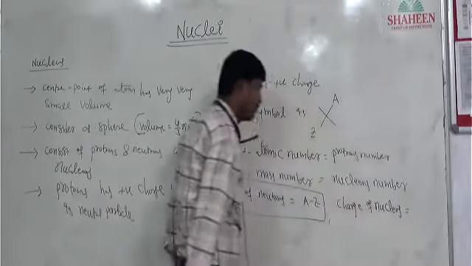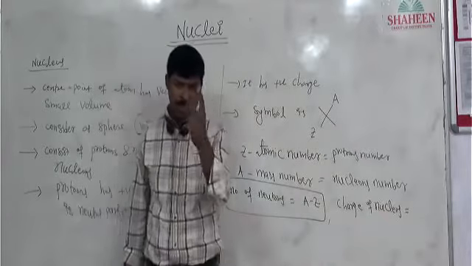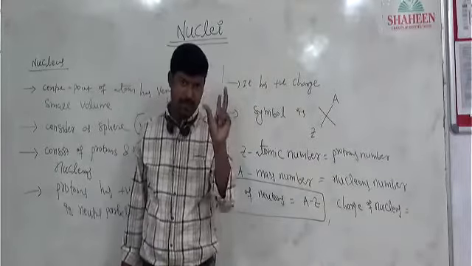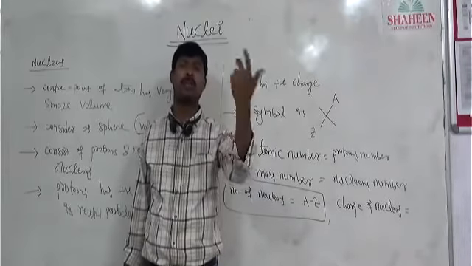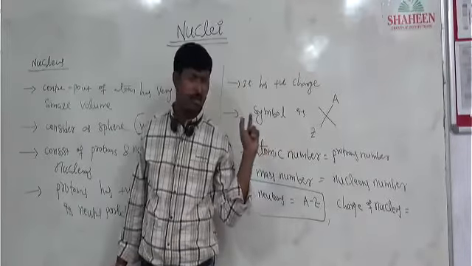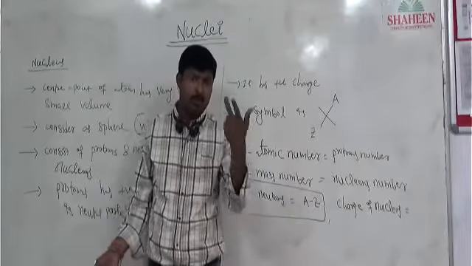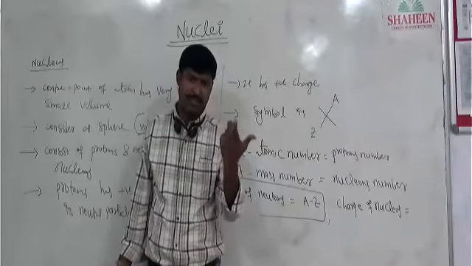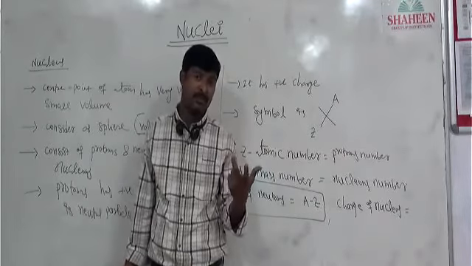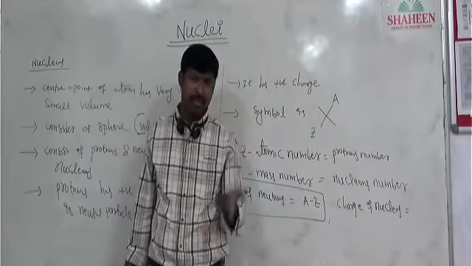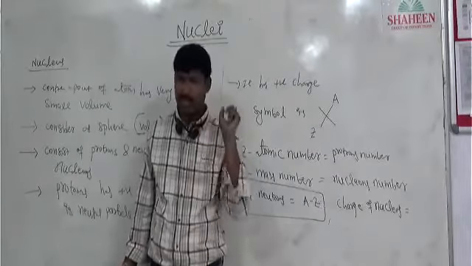Charge of nucleus: basically, a proton has positive charge, a neutron has no charge. So the charge of the nucleus is equal to the total positive charge of the protons. Each proton has some charge, 1.6 into 10 to the power of minus 19 coulomb. Each proton has that much charge.